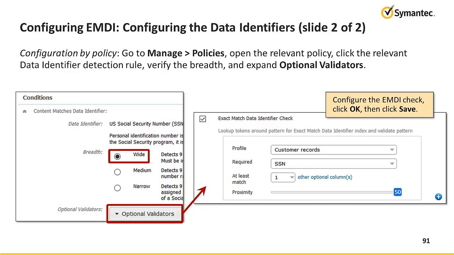The proximity value can be changed to any value from 1 to 50. Note that you can add multiple EMDI profiles to the detection rule by clicking the plus button. When finished, scroll back up to the top of the page and click OK, and then click Save to save the policy. Repeat as needed for other policies.